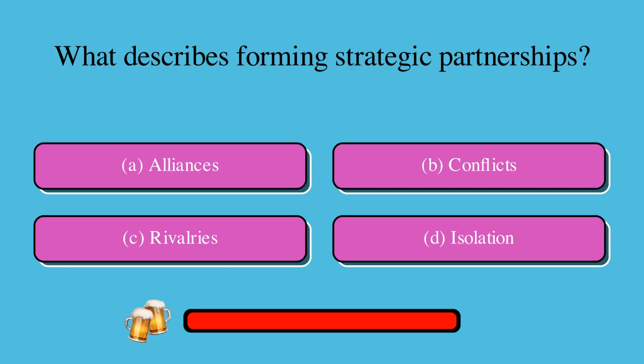What describes forming strategic partnerships? Is it A, alliances, B, conflicts, C, rivalries, or D, isolation? The correct answer is A, alliances.